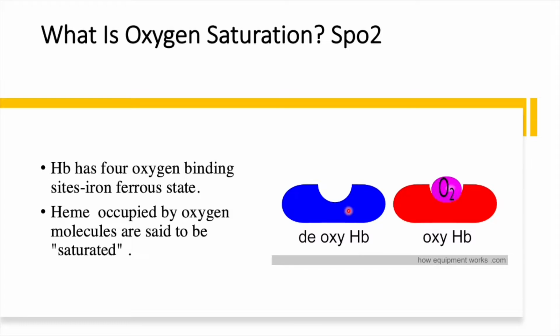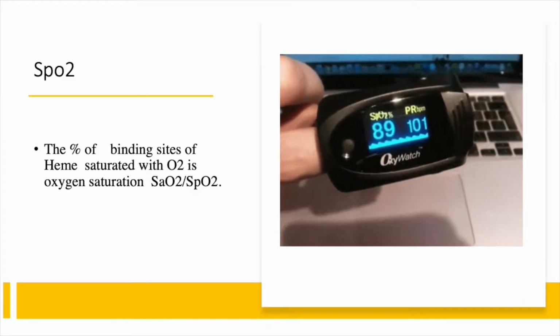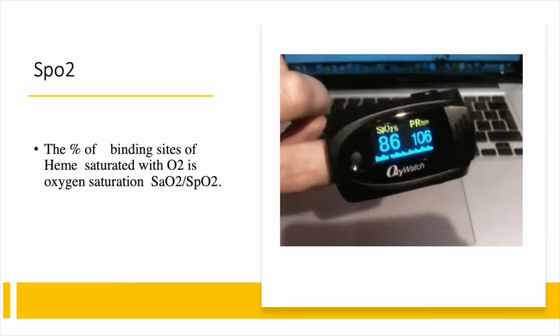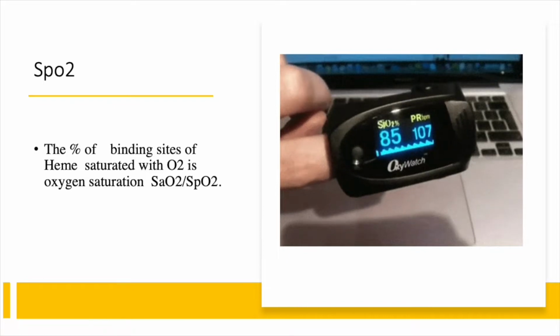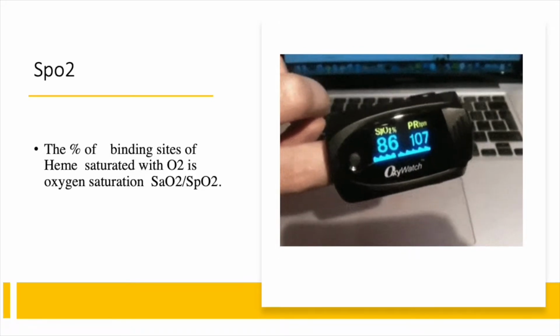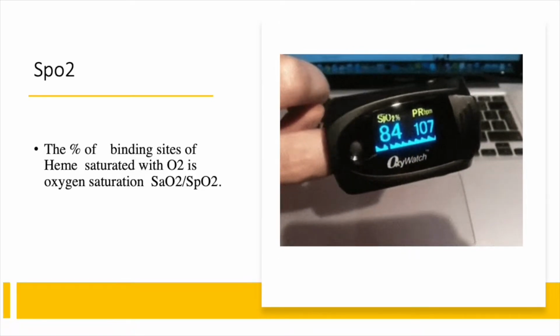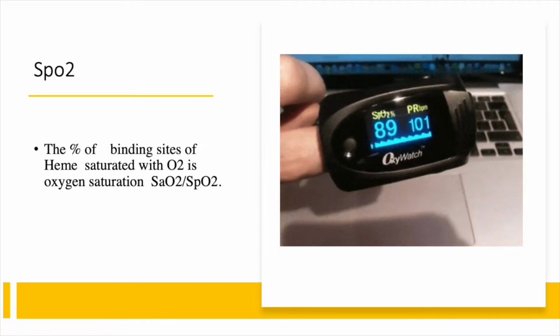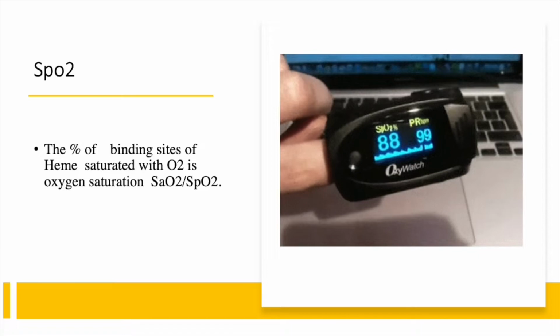When the sites are occupied by oxygen molecule, the hemoglobin is called oxyhemoglobin and it is saturated with oxygen. That is, the oxygen binding sites are occupied by oxygen. The hemoglobin is a saturated one or saturated with the oxygen. So basically SpO2 is looking at the percentage of all the available heme binding sites which are saturated with oxygen. Hope that point is clear. So SpO2 is actually the percentage of oxygen binding sites which are saturated with oxygen.